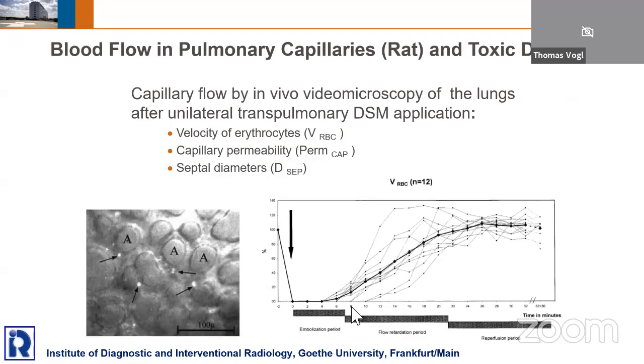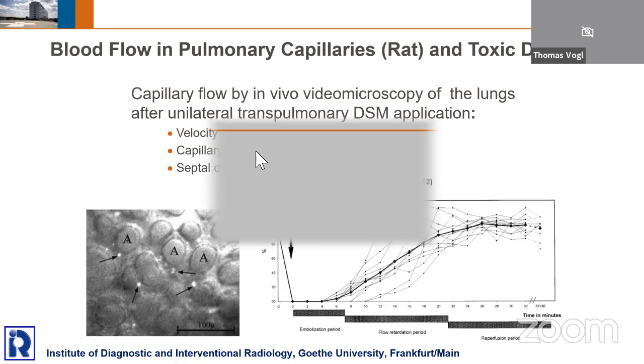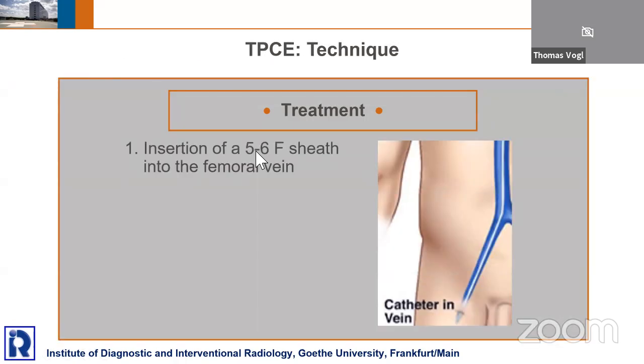So if we go to the lung, which means we go in a venous approach to the lung and pulmonary arteries, we have to know that we possibly have a reduction in the blood flow in the pulmonary capillaries, and there might be also toxic damage. This is shown also here because we are changing the velocity of the erythrocytes and the capillary permeability. That might be changes. How do we perform this type of treatment?